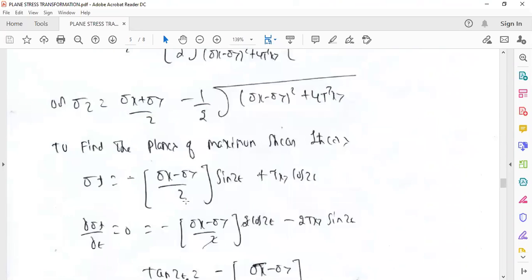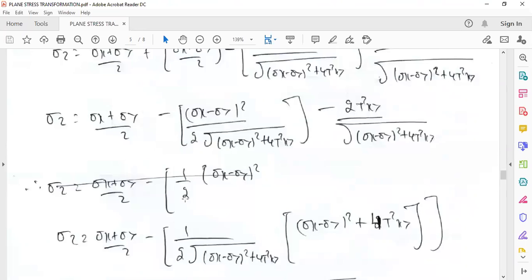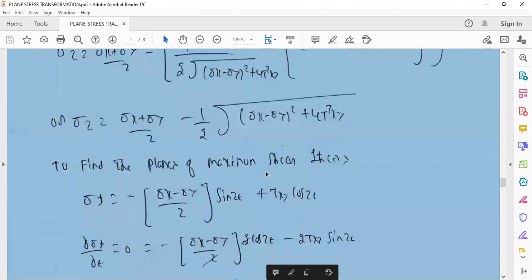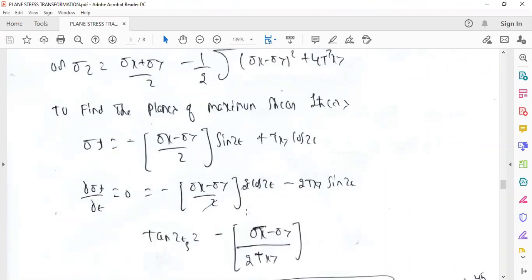Now we need to move on to our maximum shear stress. To find the planes of maximum shear stress, I will take the sigma t expression first. Since this is complicated, I cannot directly say that when 2 theta is equal to 90 degrees this expression will turn out to be maximum, or that when 2 theta is 90 degrees this becomes 0. I cannot say directly. Then I will differentiate this one.